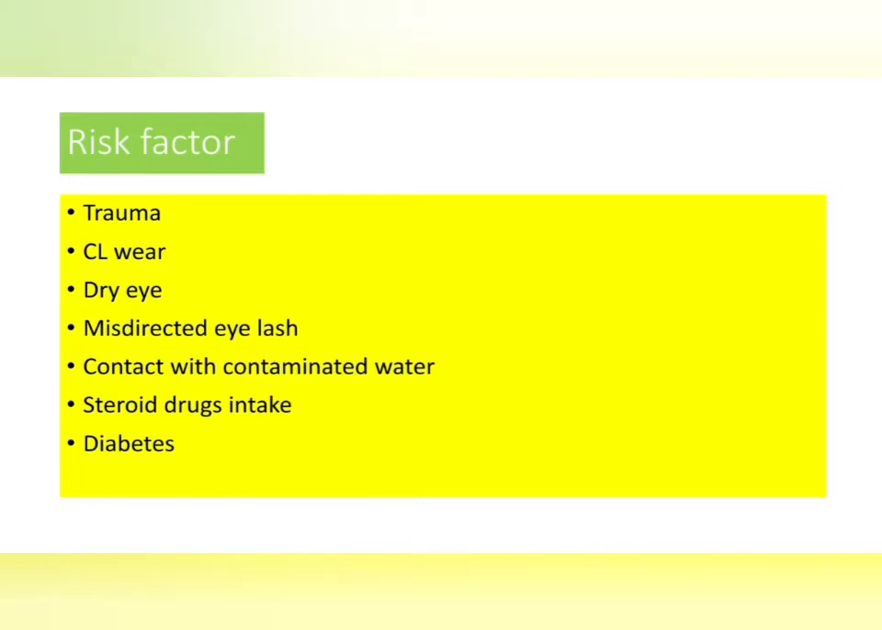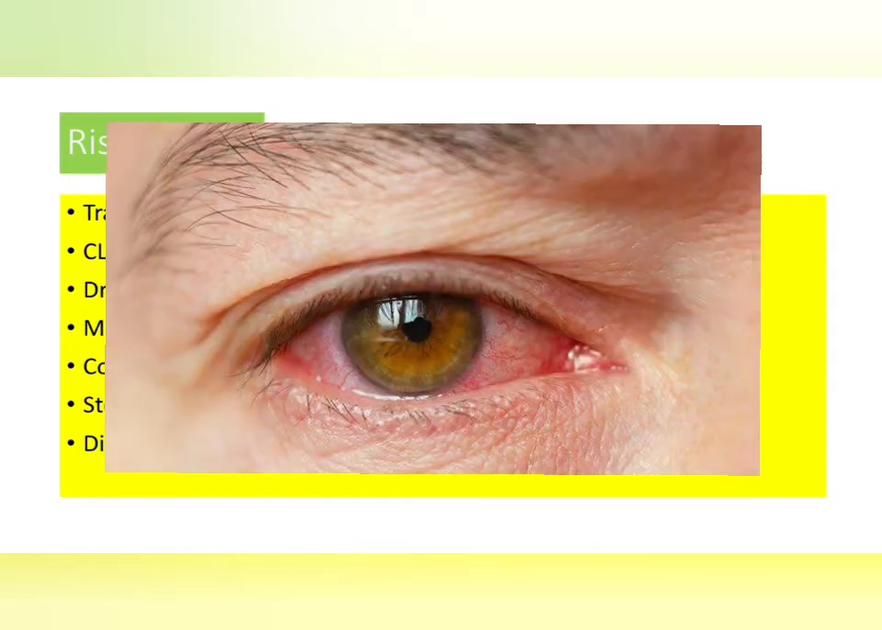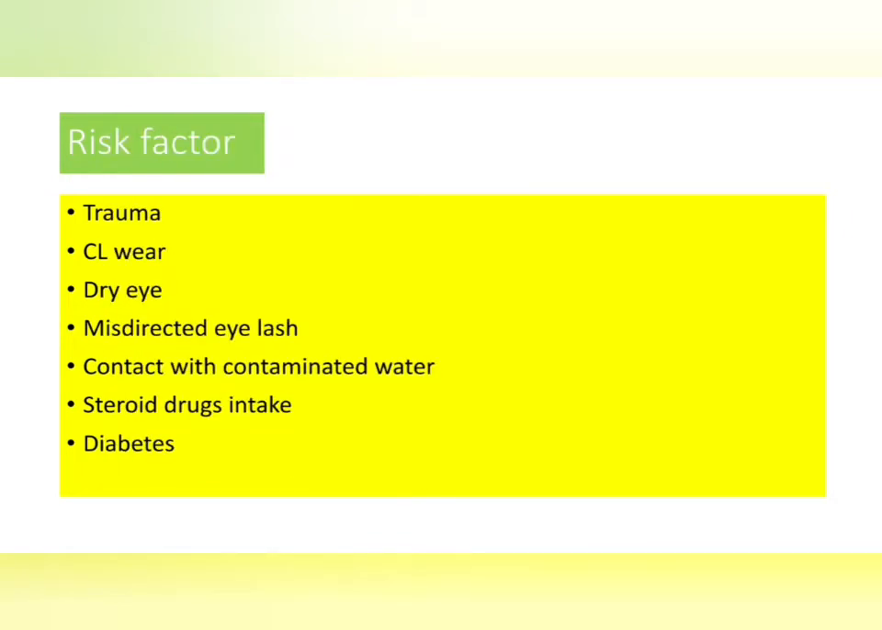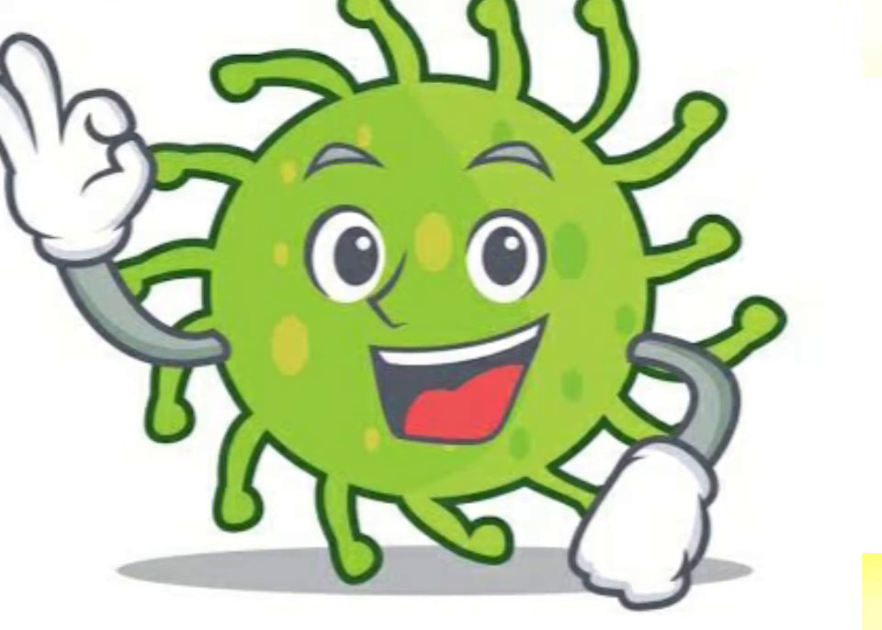Dry eye, why? Because in dry eye there is a deficiency of tear film on the ocular surface. This deficiency of tear film leads to less immune response to the infection, because we all know that the tear film helps to prevent any type of infection to the ocular surface. So due to lack of tear film, microorganisms get a chance to infect the cornea.